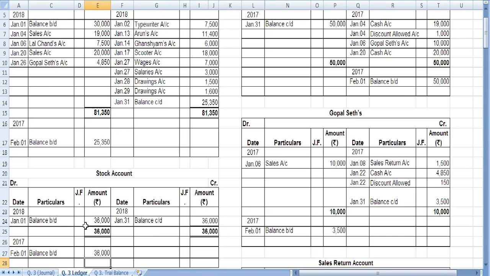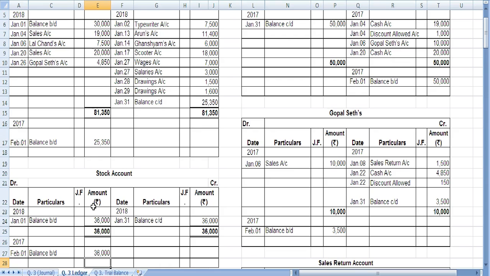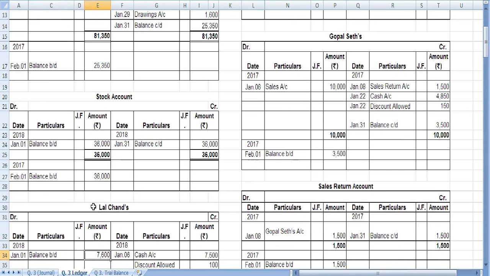Okay, balance b/d 36,000. Then we have Lalchand, opening entry will start from the to side, so we have down here Lalchand, we have the opening entry. Now if you forget to write to and by, there's no problem. Like it should be on the correct side. Like I have in none written to or by on any side, but it has to be on the correct side. If you forget, no problem. Okay, so here Lalchand is a debtor, so opening entry 7600.